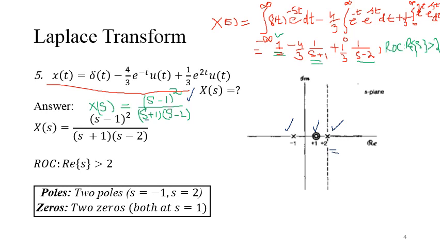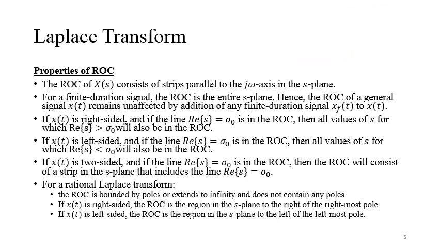Okay, so we have 2 poles which are located at s equals minus 1 and s equals 2, and we have 2 zeros which are both at s equals 1, right? If you have, for example, a cube here, then we'll say, okay, we have 3 zeros at s equals 1. So I hope this gives you an idea of poles and zeros. The next topic we are going to consider is the properties of ROC. I hope you understand what ROC is, right?